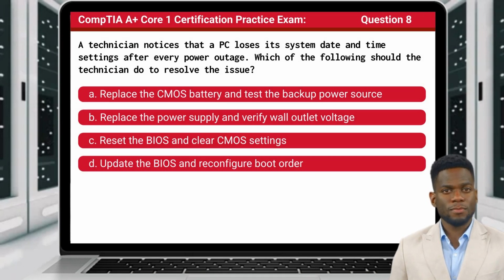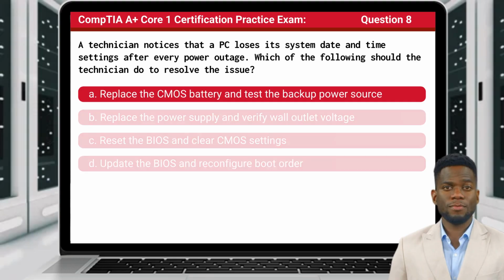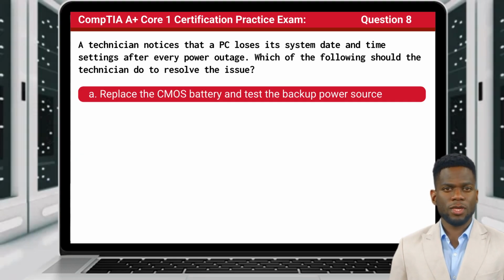Question 8. A technician notices that a PC loses its system date and time settings after every power outage. Which of the following should the technician do to resolve the issue? The answer is A. Replace the CMOS battery and test the backup power source.